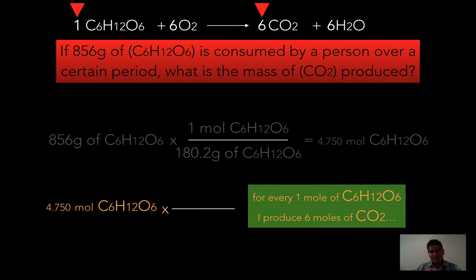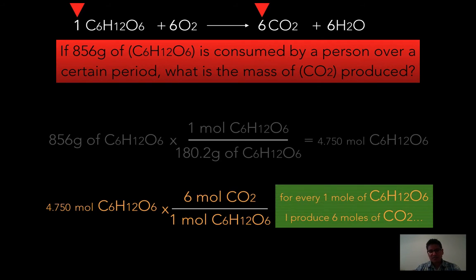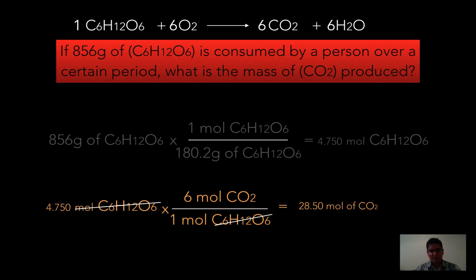And seeing that I want to get rid of moles of glucose, I want to make sure that the mole of glucose is on the denominator and the mole of carbon dioxide is on the numerator, right? So that'll help me get rid of that unit, and that'll help me to convert to moles of CO2. And now I just perform the math, which is 4.75 times 6. That gets me 28.5 moles of CO2.